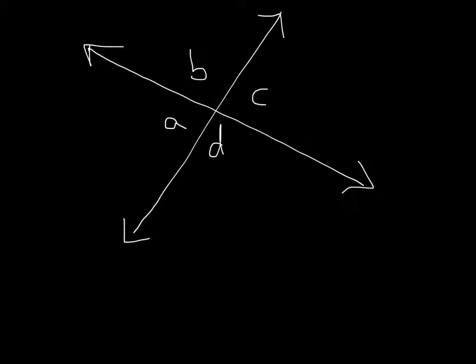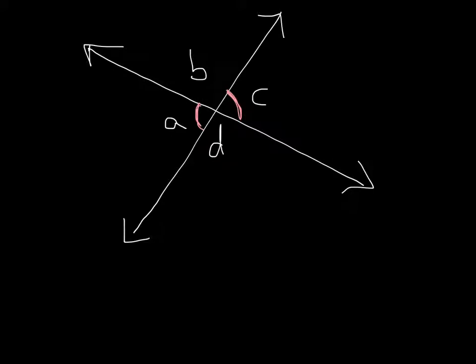But what about the angles that aren't adjacent? What about the ones that are on different sides? That's what we want to talk about next. There is a name, for example, if we wanted to talk about angle A and angle C. I've marked both of those.